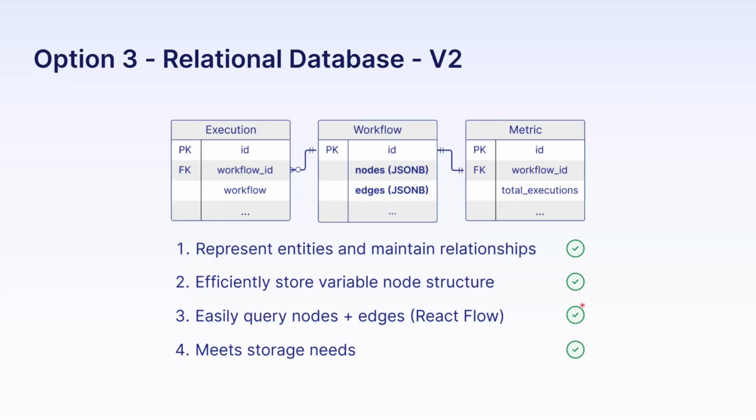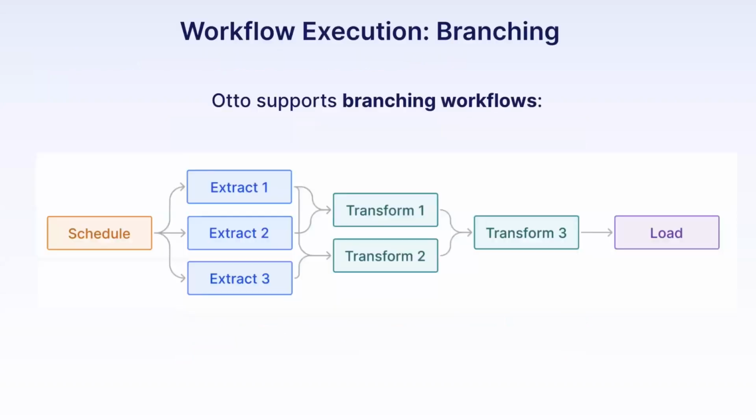As a result, I've added an asterisk next to the requirement number 3's checkmark. Of our options, we felt option 3 best met our database requirements with the fewest trade-offs. As a result, we selected this option. Now I'm going to pass it off to Katherine to discuss Otto's server-side functionality.